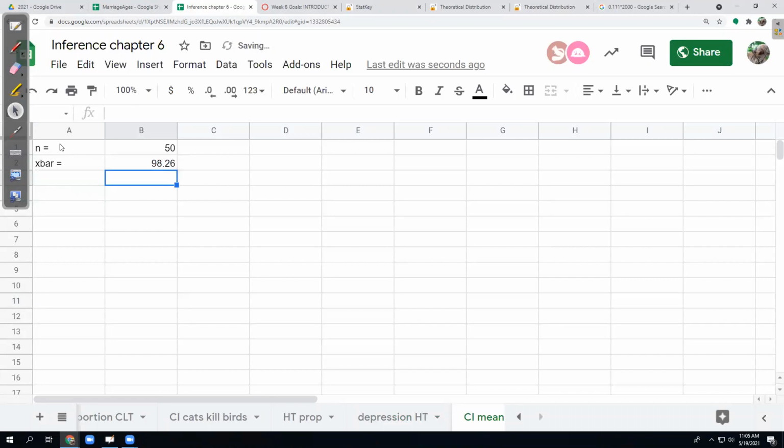Otherwise, I have to get the data and calculate it. We'll do that next. And then I need to know s, the sample standard deviation. Again, we were given that, 765. Oops, mistype, .765. And then I also need the confidence level. So these things need to be given in order to figure out the confidence interval.